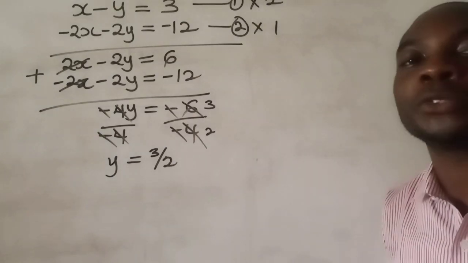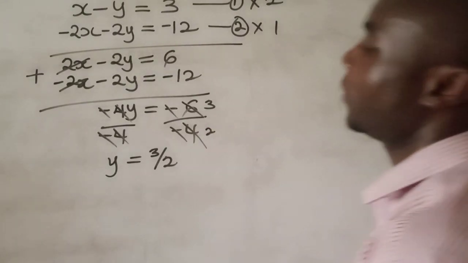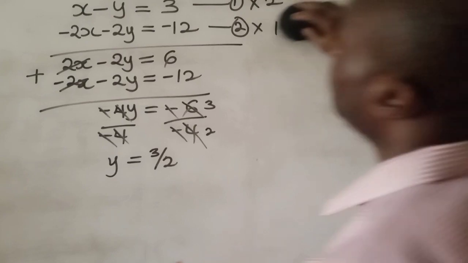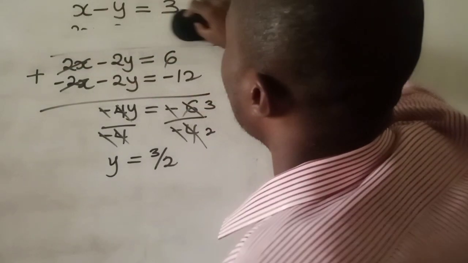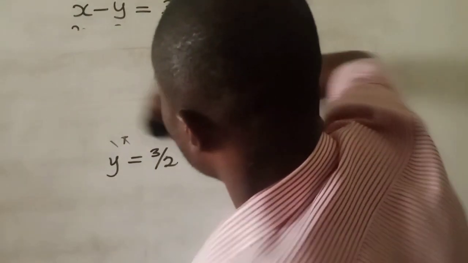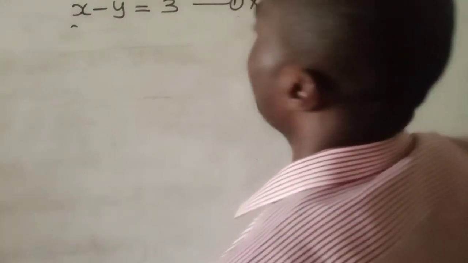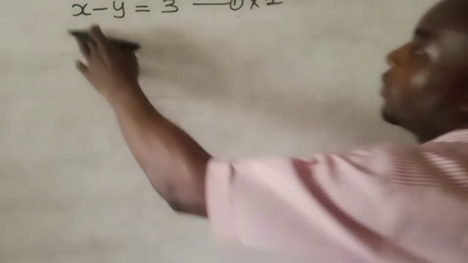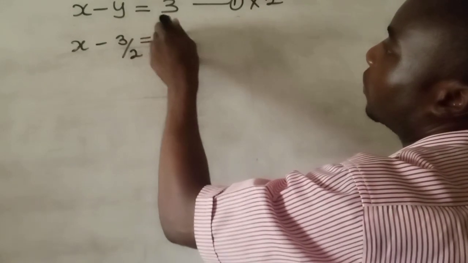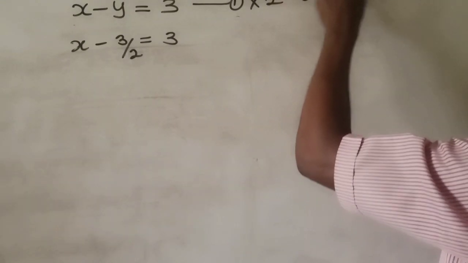So the next thing we're going to do is to substitute the value of y in any of the equations so we can get the value of x. All right. So let's substitute the value of y in equation 1. Y is equal to 3 over 2. So wherever we see y, we'll put 3 over 2. So I'll bring down my x minus 3 over 2, and that's equal to 3. All right. Let's not forget the value of y is equal to 3 over 2.